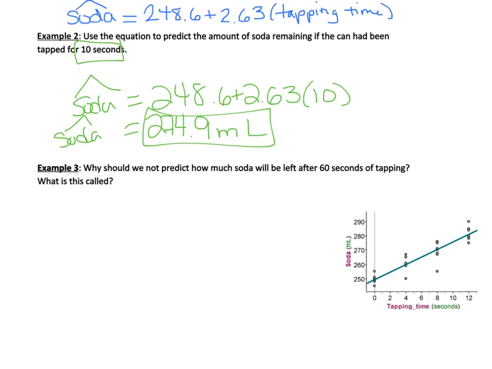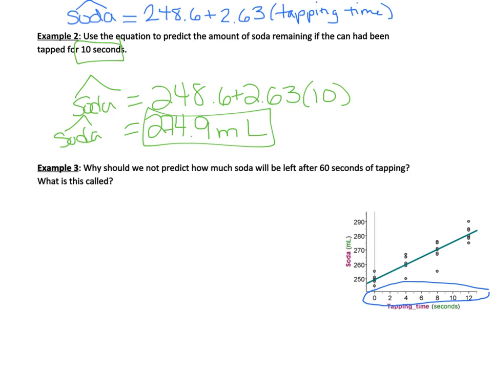So the next problem actually has an important vocab word in there, which I'll talk about in just a second. But the first thing I'm going to ask you is, why should we not predict how much soda will be left after 60 seconds of tapping? And I've pasted a picture of the plot on there so you can look at it. The important thing that I want you to notice is that all of our tapping times down here that were tested were between 0 and 12 seconds.